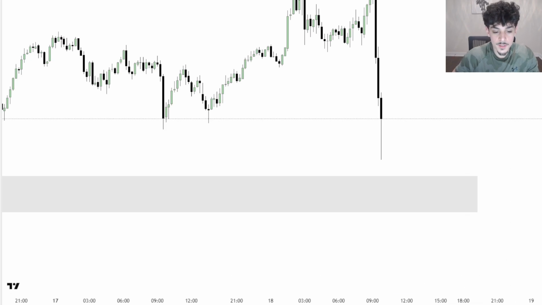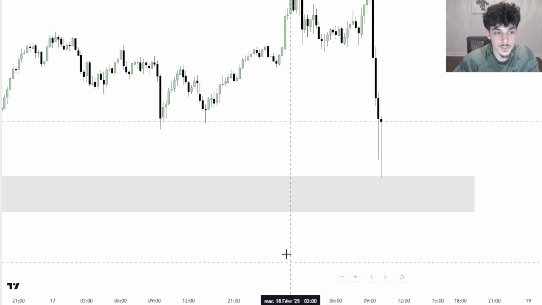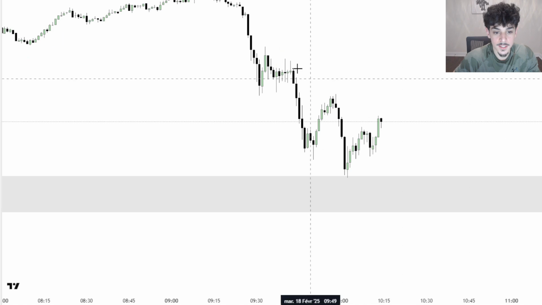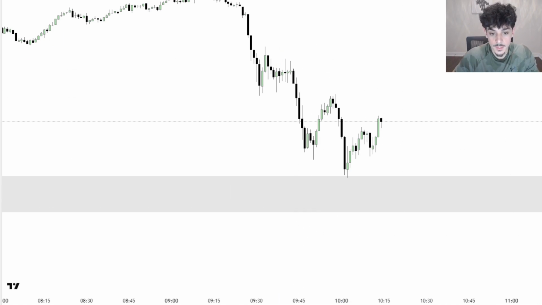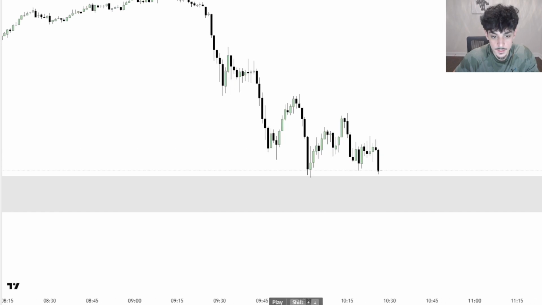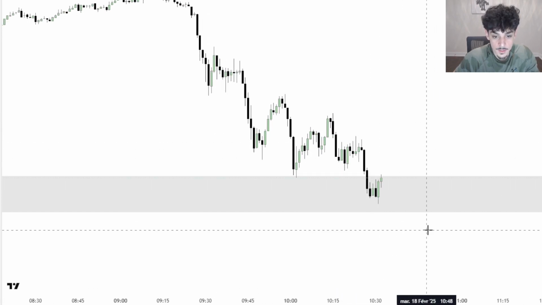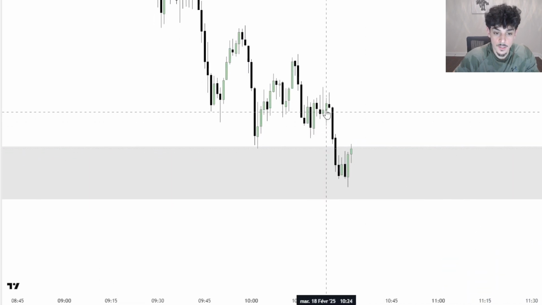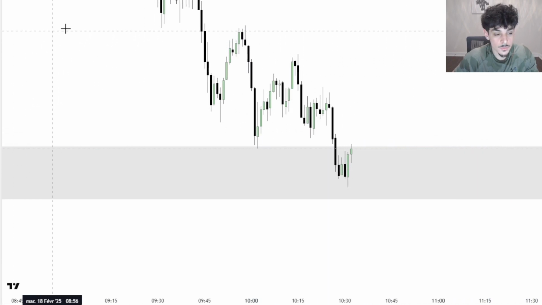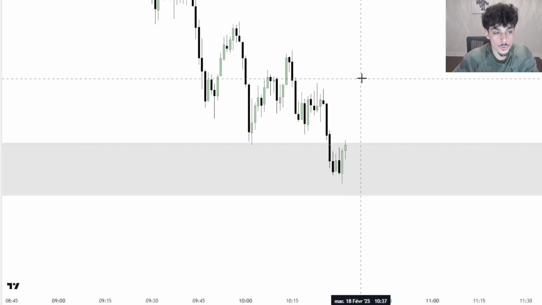So right here, I'm waiting for price to tap that 15-minute fair value gap and create a nice 1, 2, or 3-minute fair value gap on the way down. Right here, we don't have it yet. And as soon as we tap it, then I wait for price to create a singular fair value gap on either the 1, 2, or 3 minute chart.